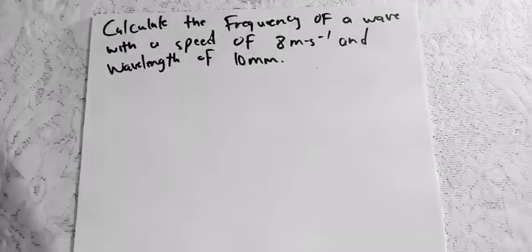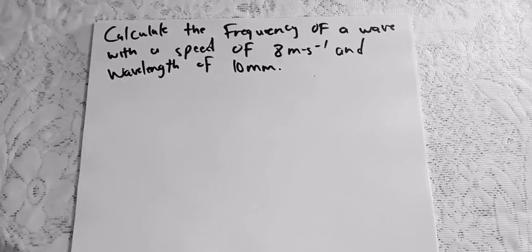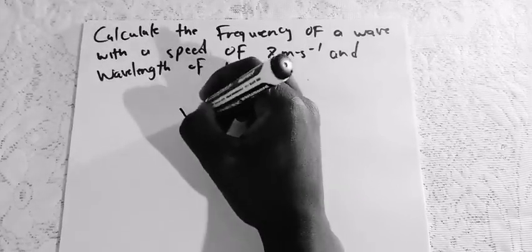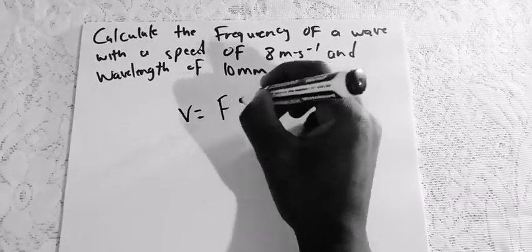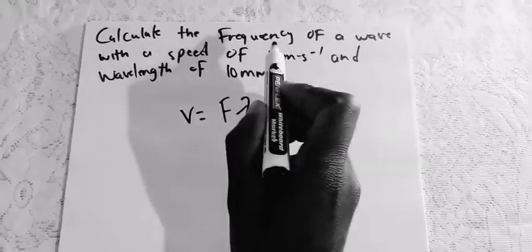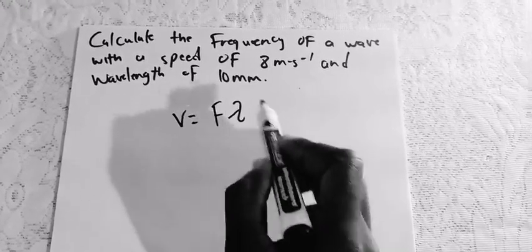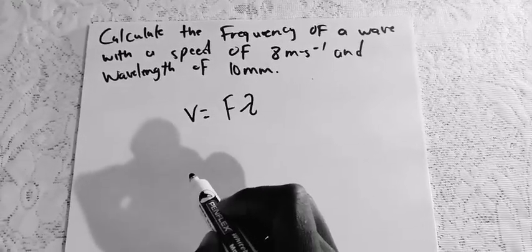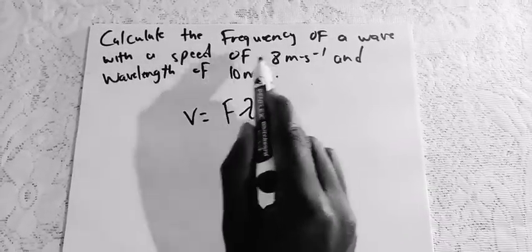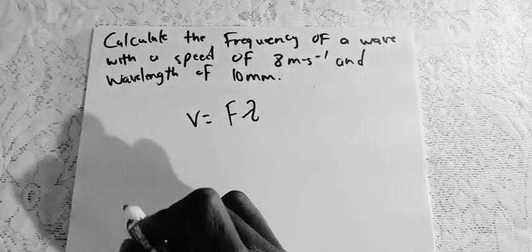So the second one: calculate the frequency of a wave with a speed of 8 meters per second and wavelength of 10 millimeters. The first thing, you write the formula, v = f multiplied by lambda. We are not calculating the speed, but we are calculating the frequency. The speed is 8 meters per second, and we are happy because it's in its SI units.